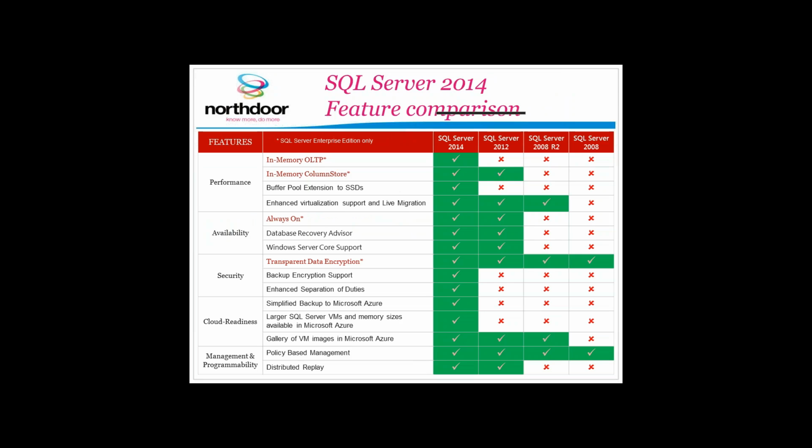So here's a quick feature comparison, just to give you a heads up as to the difference between versions. Even 2005 is no longer on this slide, but from 2008 to 2012, you can see that some of the capabilities don't exist: backup encryption support, enhanced separation of duties, better buffer pool extension to SSDs, and some of the new capabilities like in-memory OLTP. So you really want to consider what you need in your environment capability-wise, and whether these features are available in the release you're currently working with, or whether a next release is something to consider.